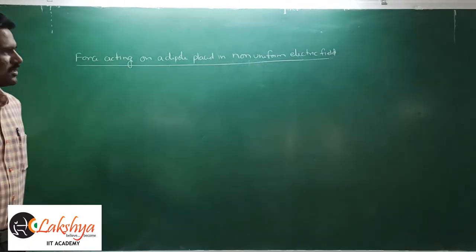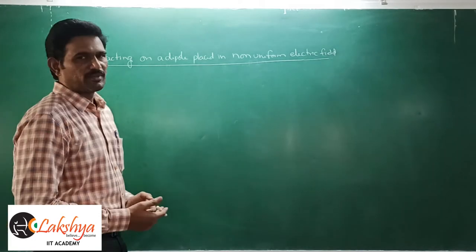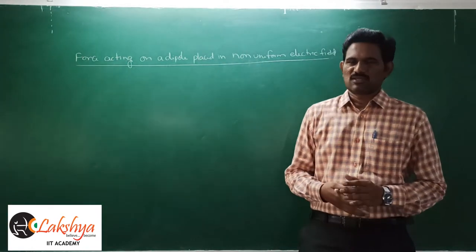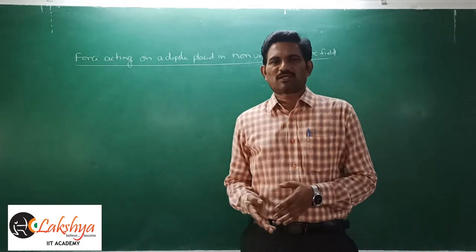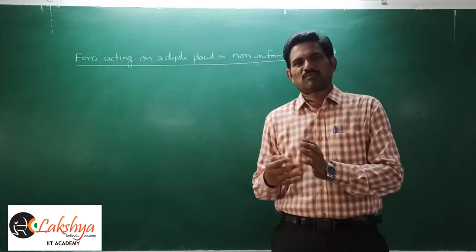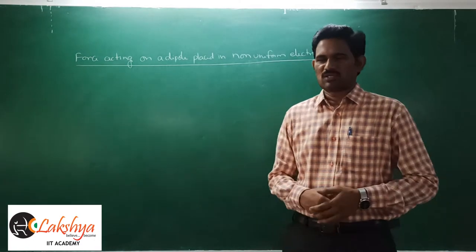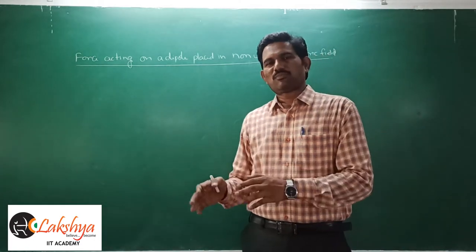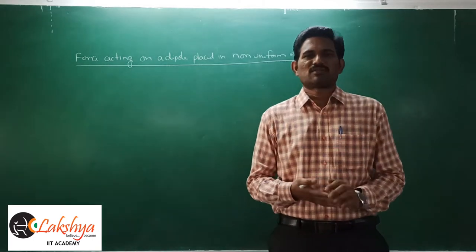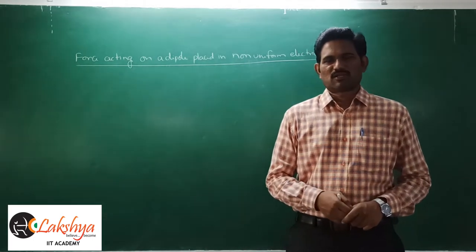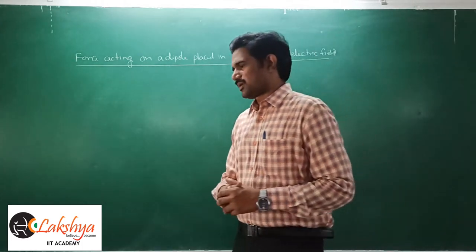We discussed already what a uniform electric field is and what a non-uniform electric field is. Non-uniform electric field means the field varies either in magnitude or in direction, or it may change both magnitude and direction from point to point. If both the magnitude and direction of the electric field remain the same, then we call it a uniform electric field. So now this is a non-uniform electric field.